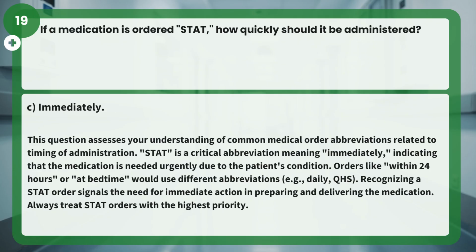Answer: C. Immediately. This question assesses your understanding of common medical order abbreviations related to timing of administration. STAT is a critical abbreviation meaning immediately, indicating that the medication is needed urgently due to the patient's condition. Orders like within 24 hours or at bedtime would use different abbreviations, e.g., daily, QHS. Recognizing a STAT order signals the need for immediate action in preparing and delivering the medication. Always treat STAT orders with the highest priority.